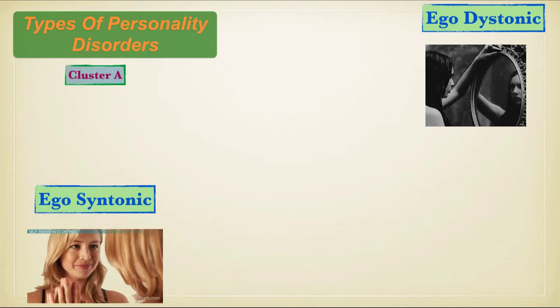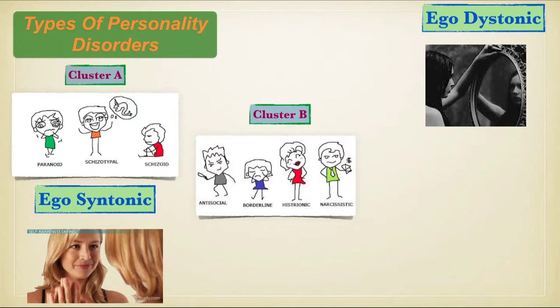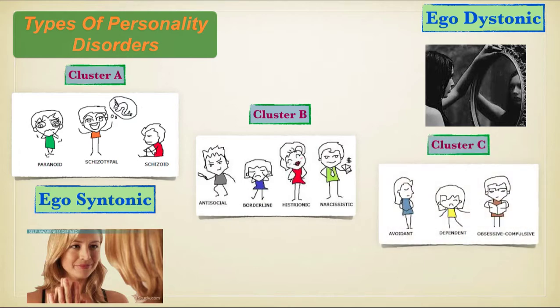Cluster A: these are people who are perceived as cold and eccentric. This cluster includes paranoid, schizoid, and schizotypal personality disorders. Cluster B: people whose behavior is overly dramatic, emotional, or erratic. This group consists of antisocial, borderline, histrionic, and narcissistic personality disorders. And cluster C: people who often appear anxious and fearful. This cluster includes avoidant, dependent, and obsessive-compulsive personality disorder. We're going to look at each cluster and each of the disorders that fit within it.